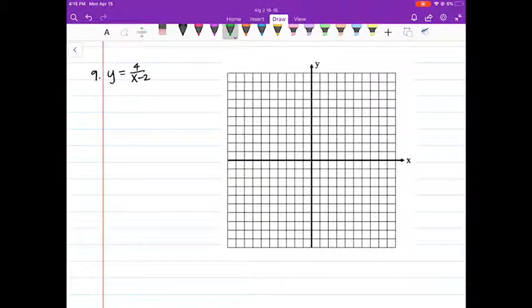Okay, and then problem number 9, we have y equals 4 over x minus 2. Now, as we graph this, we start first with our asymptotes. Our vertical asymptote, remember you set your denominator equal to 0. So x minus 2 equals 0. Adding 2 to both sides, my vertical asymptote is at x equals 2.